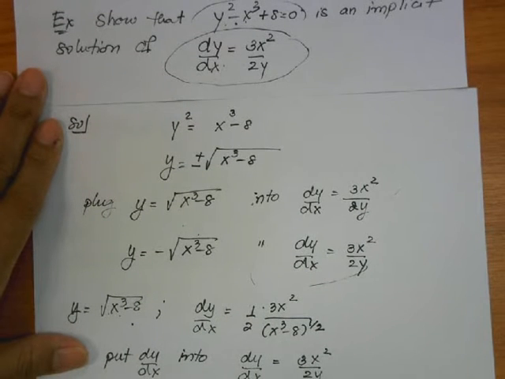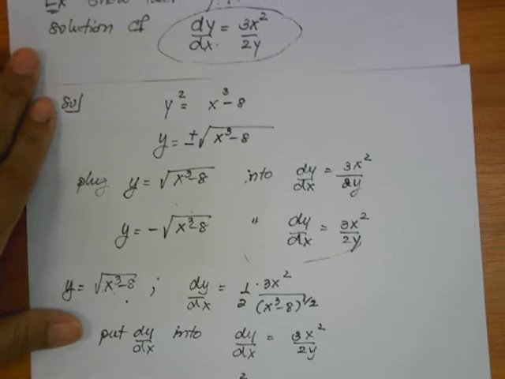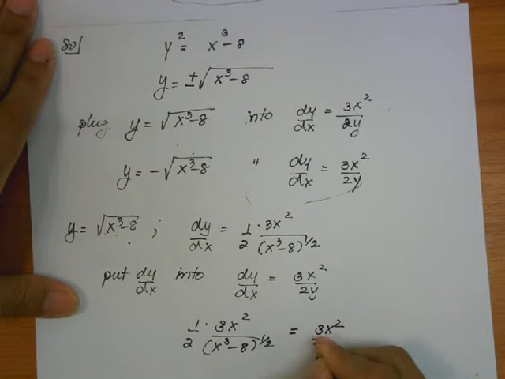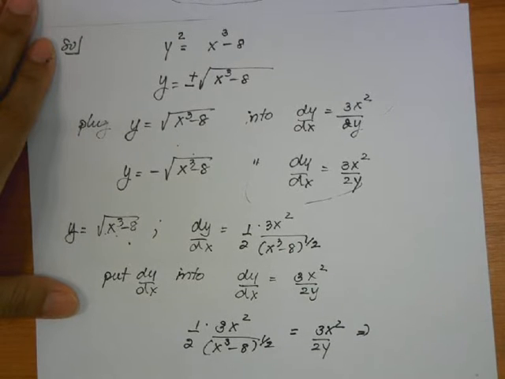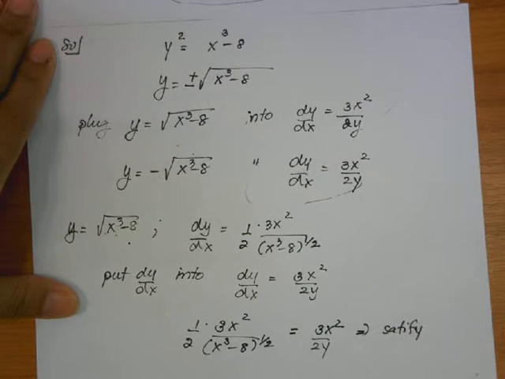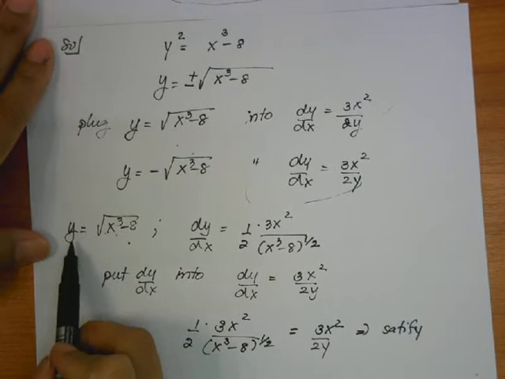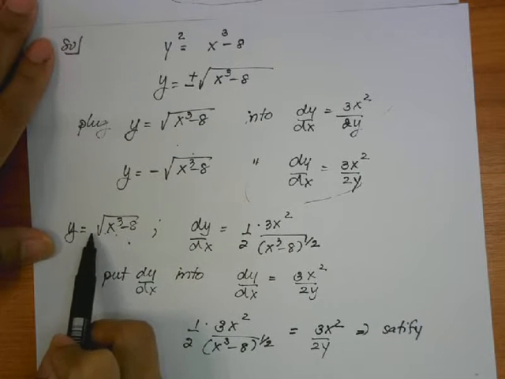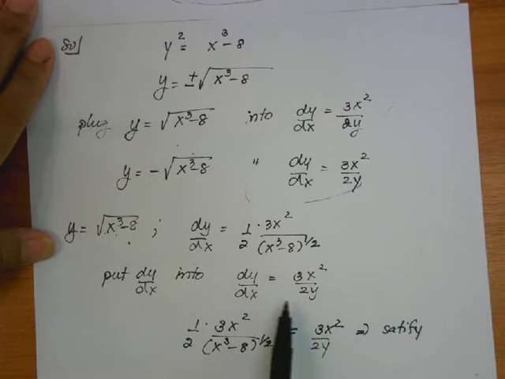But we know that the square root of x to the power 3 minus 8 is equal to our y, right? This one is equal to 1. Is it satisfying? Yes. So that means the first y, which is equal to the square root of x to the power 3 minus 8, is the solution of this differential equation.